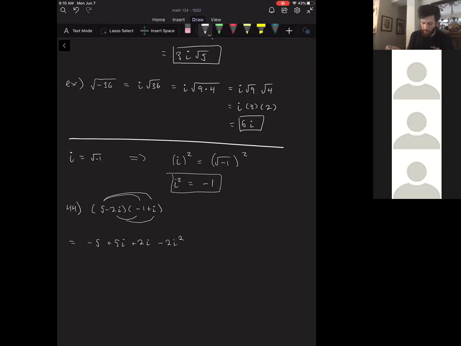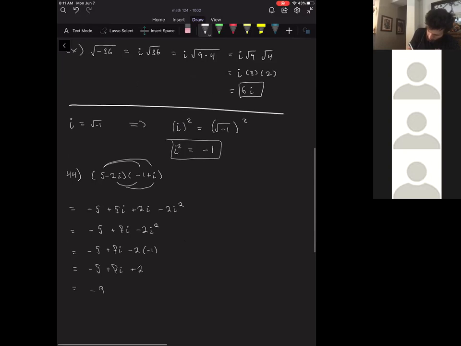So if that i was just an x, nothing would change here. This is the same thing you'd always get. So you're just FOILing out like how we always FOIL out. So this is going to be minus 5. And if we combine like terms, the 5i plus the 2i is 7i. And then minus 2i squared. So now what we can do is if we see an i squared, we can put a minus 1 in. So this is just going to be minus 5 plus 7i minus 2 times minus 1. So it's going to be minus 5, 7i plus 2. So minus 3 plus 7i.